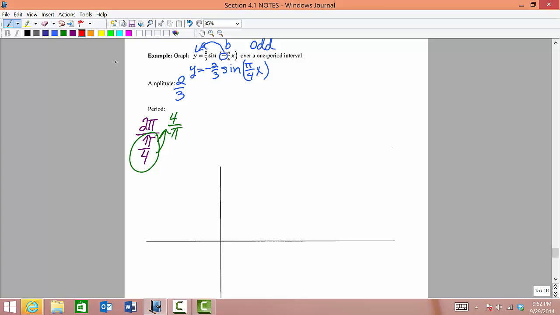Now notice what happens here when our b is a multiple of pi. So when b has pi in it, what happens here is that our pi's end up canceling each other out. So we end up with 2 times 4, which gives us a period of 8.